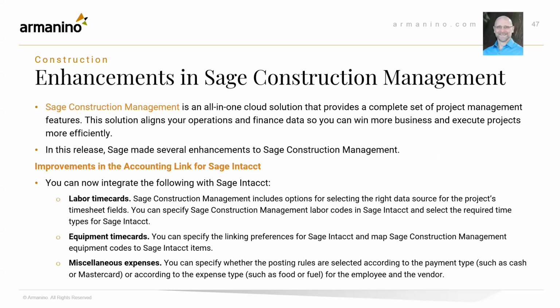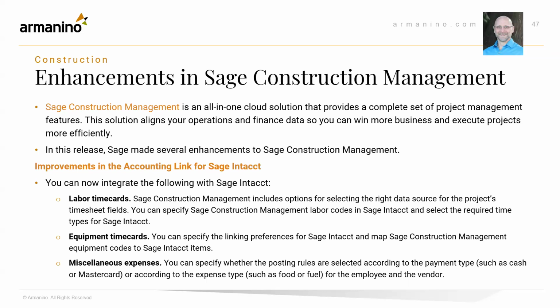Enhancements to Sage Construction Management. Basically, they've got enhancements to labor time cards, which include options for selecting the right data source for the project's timesheet fields, and you can specify construction management labor codes in Sage Intacct and select the required time types for Sage Intacct. Equipment time cards: now you can specify the linking preferences for Sage Intacct and map Sage Construction Management equipment codes to Sage Intacct items.